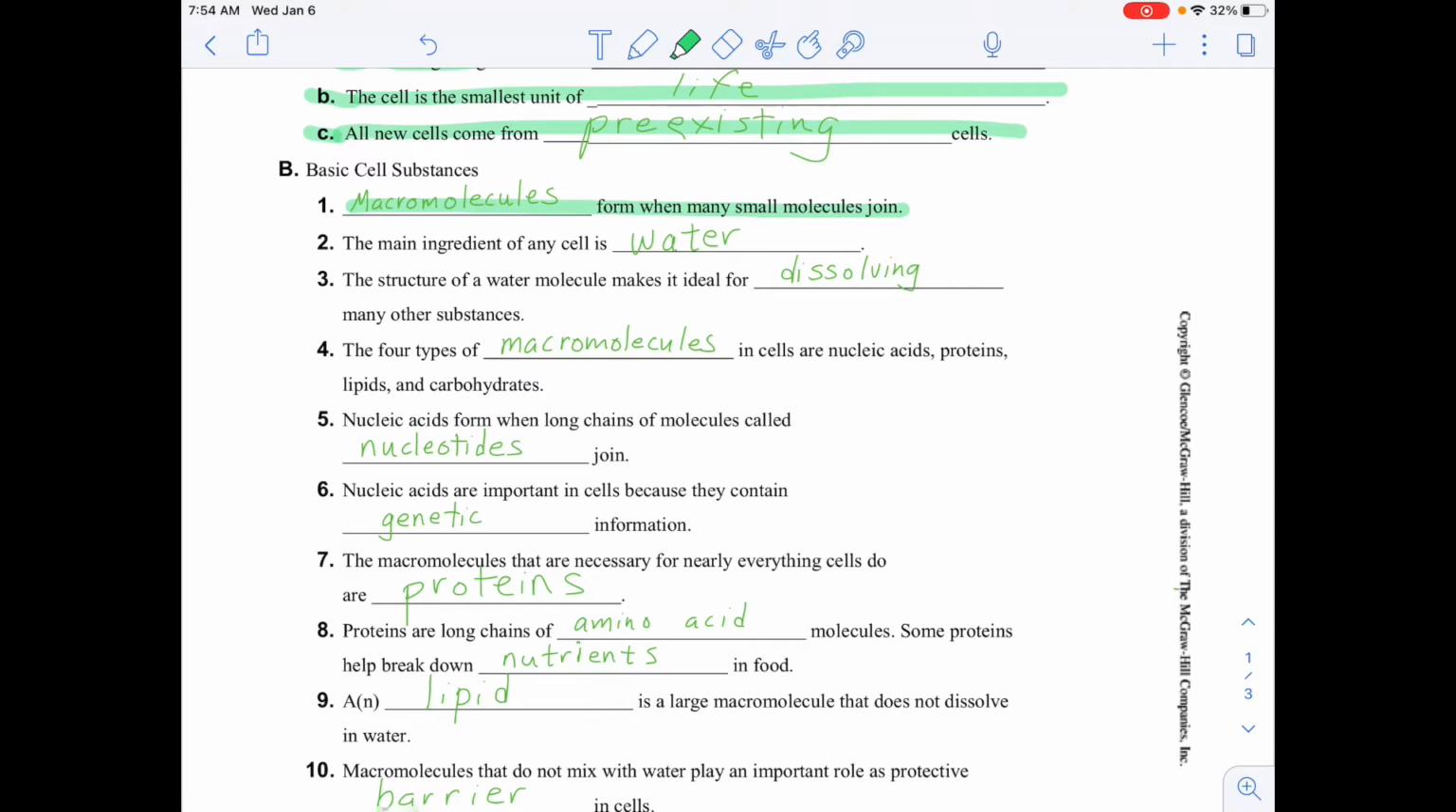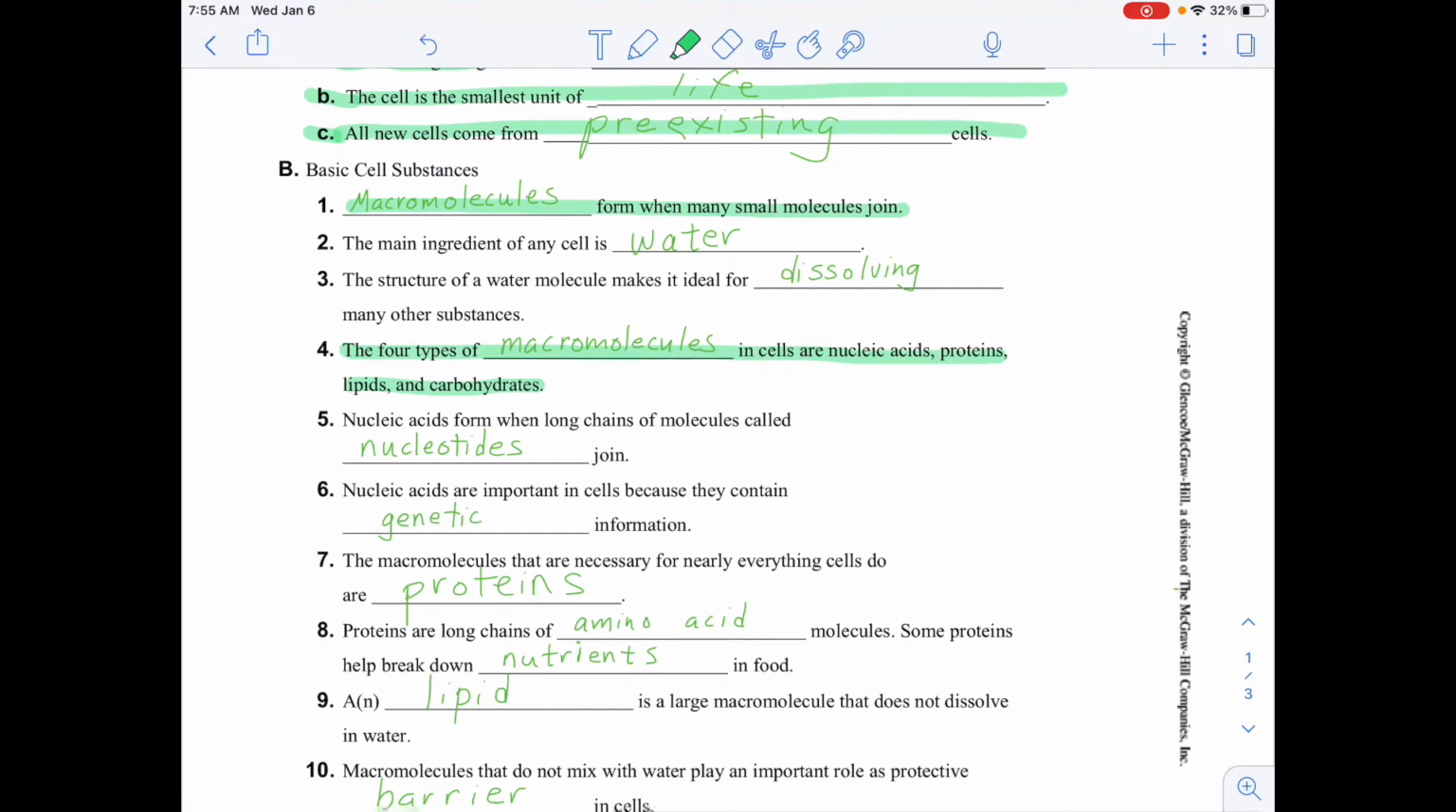Number 3, the structure of a water molecule makes it ideal for dissolving other substances. There's a nice picture in the book that showed you the shape of a water molecule, H2O, and how the positive and negative charges of it make it able to connect to a lot of different molecules. Number 4, the 4 types of macromolecules in cells are nucleic acids, proteins, lipids, and carbohydrates. I would highlight that one. That seems like an important piece of information.